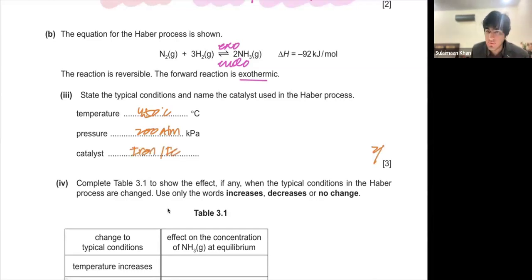I'll only get 2 out of 3. Why? I've written degrees Celsius here, which is fine as it's asked for. But the pressure answer is asked in kilopascals and I wrote atmospheres, so I get 2 marks out of 3. I know that 200 atmospheres pressure is used and 1 atmosphere is about 100 kilopascals.